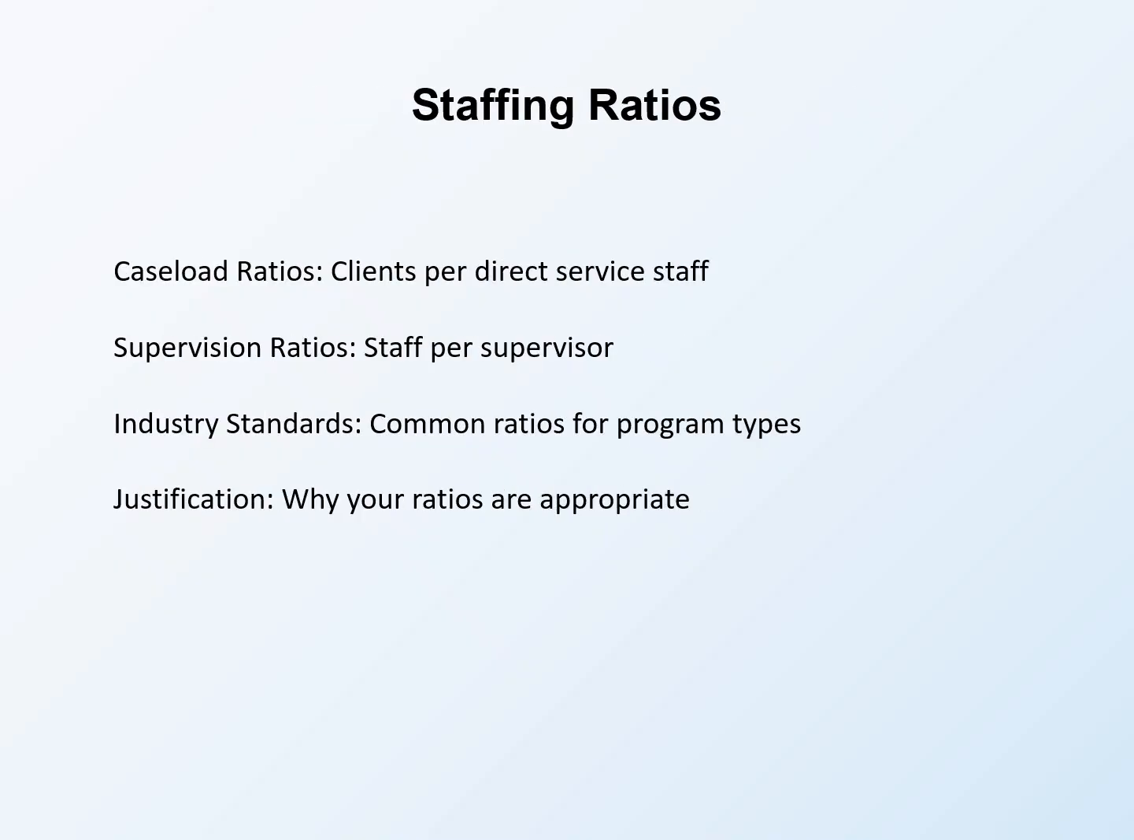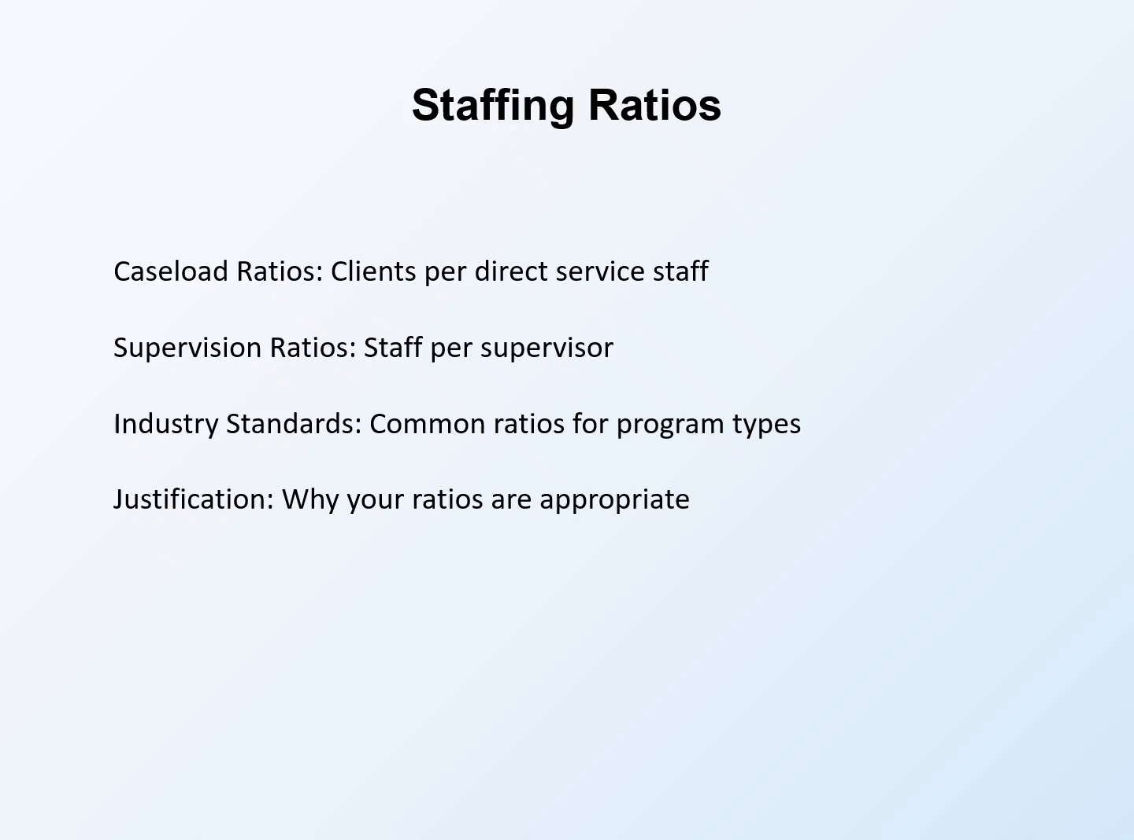Staffing ratios help determine appropriate staffing levels. Caseload ratios express clients per direct service staff. A case manager serving 40 clients has a ratio of 40:1. Ratios vary by program intensity. Supervision ratios express staff per supervisor. One supervisor for every 5 to 7 direct reports is common. Very flat or very hierarchical structures raise questions.